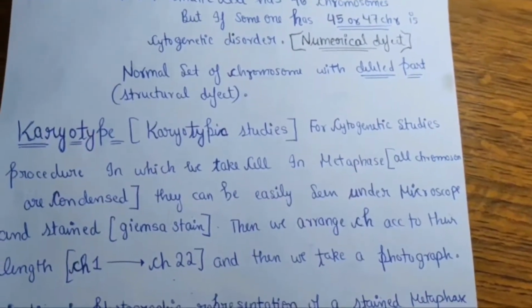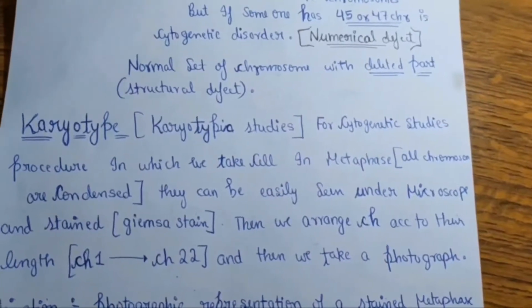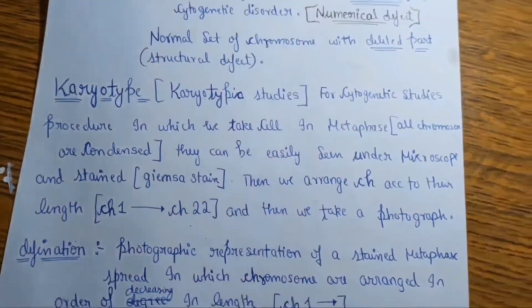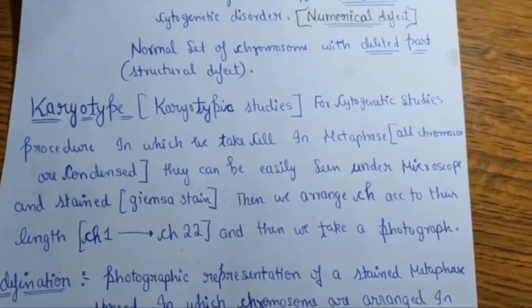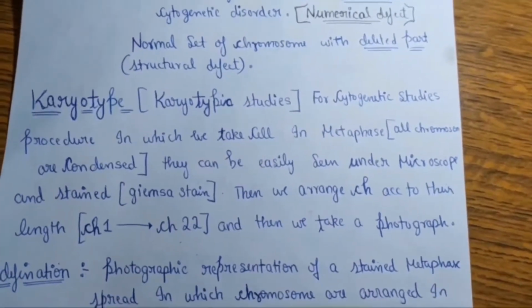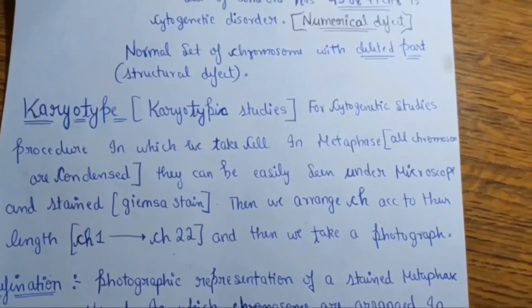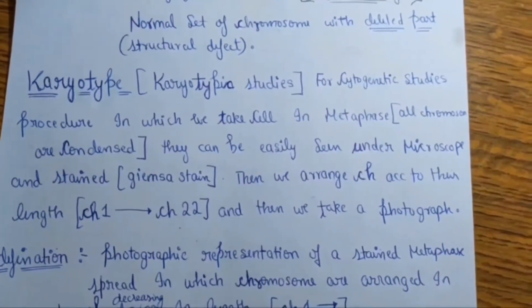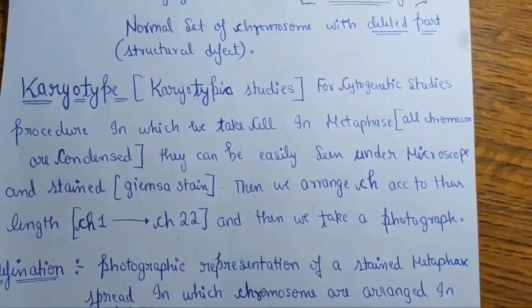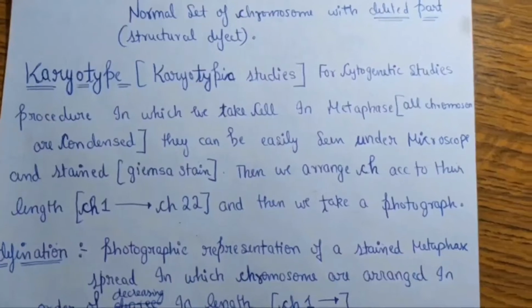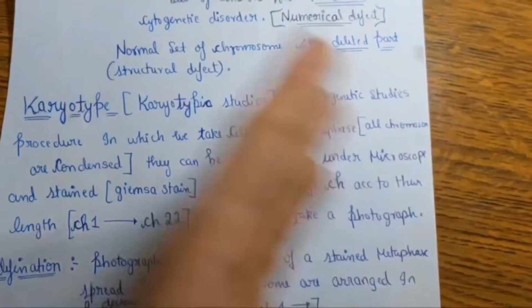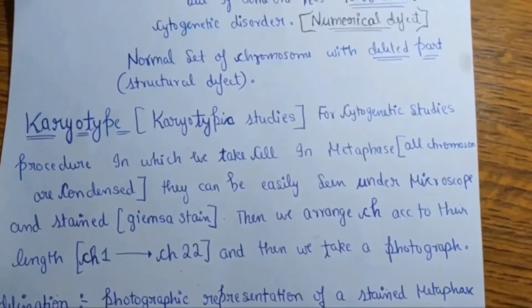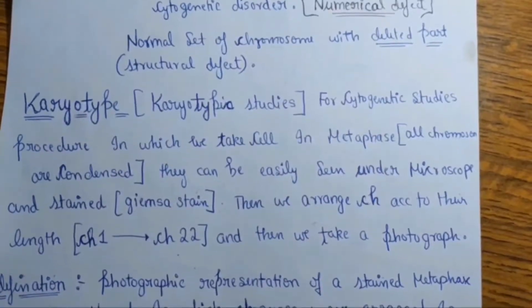The procedure is that we take a cell and observe it in the metaphase stage. Why in the metaphase stage? Because in metaphase all the chromosomes are condensed and it is easy to view them under the microscope. We stain the chromosomes with Giemsa stain, and after staining, we arrange the chromosomes according to their length in decreasing order, from the longest to the shortest. We know chromosome 1 is the longest of all. Then we take a photograph of the result obtained.